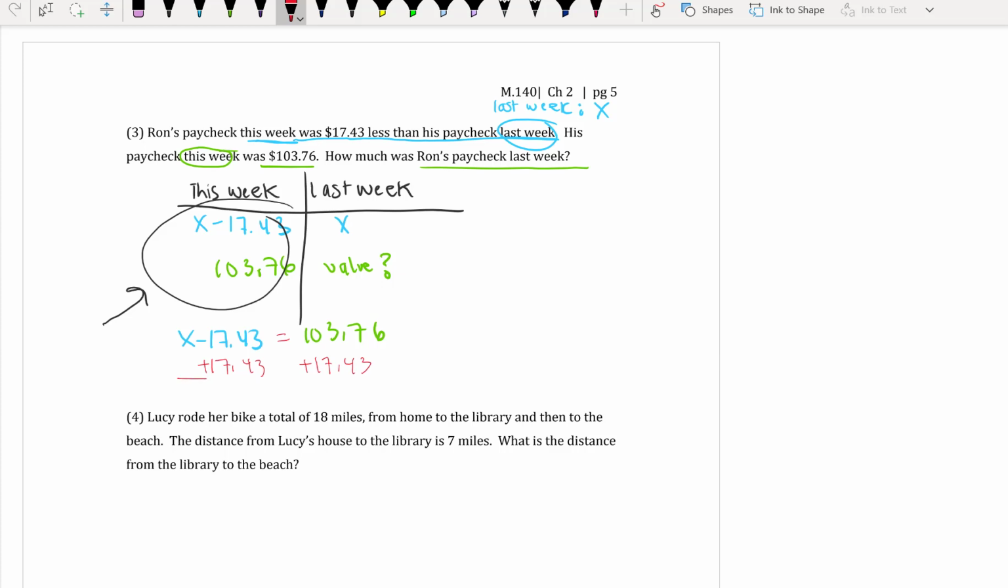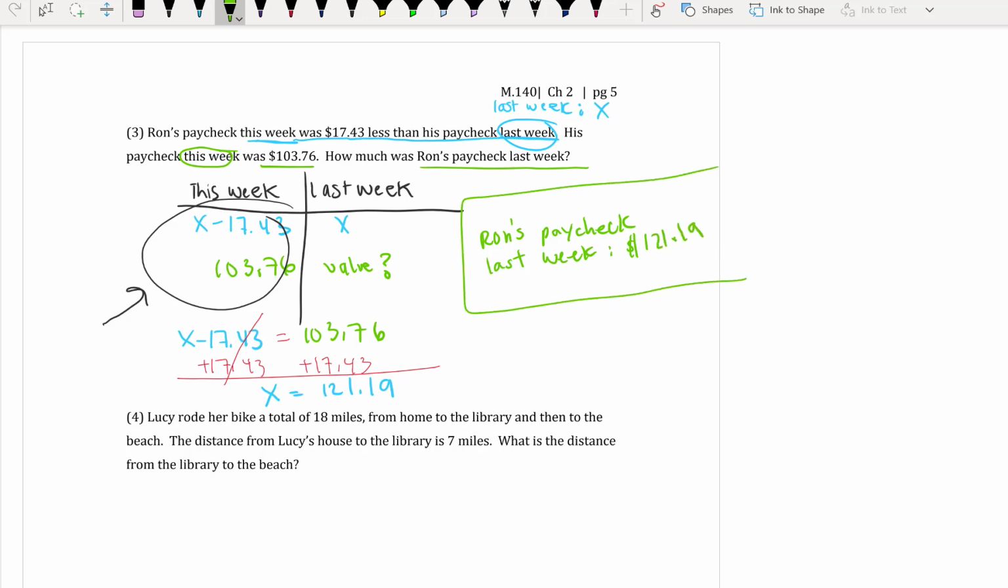Well, I know that it cancels here, so I have X is equal to 103.76 plus 17.43, which is going to give me a value of 121.19. So I know that Ron's paycheck last week had a value of $121.19. And that is going to be my answer.